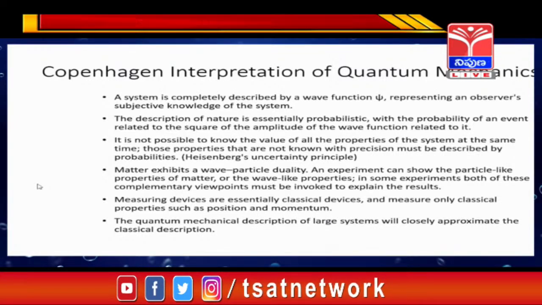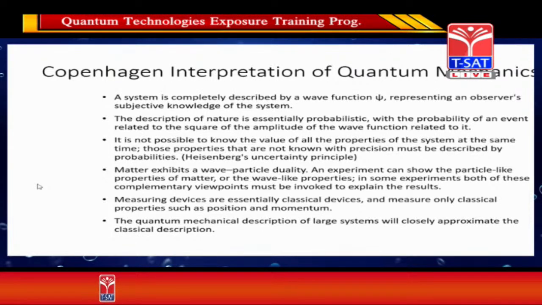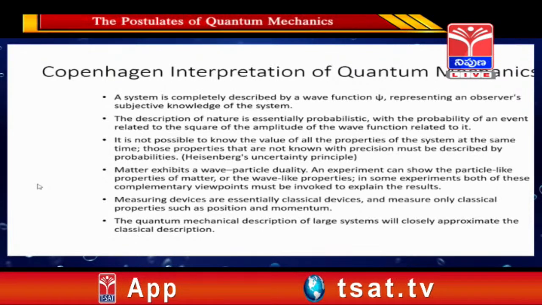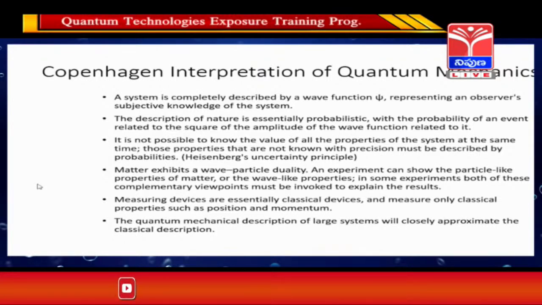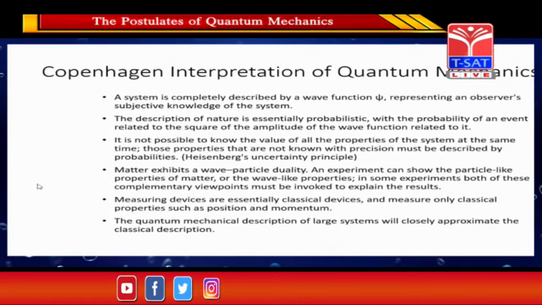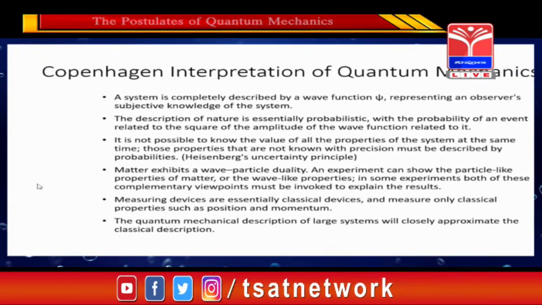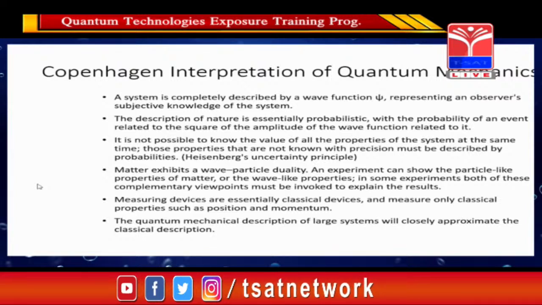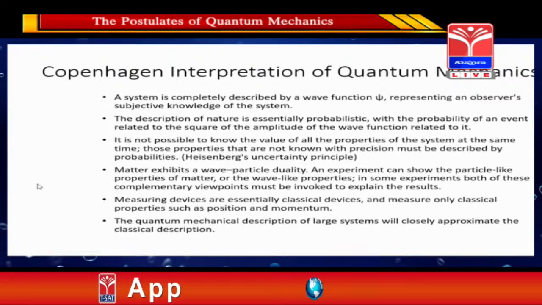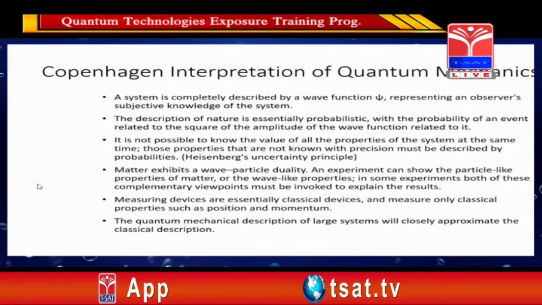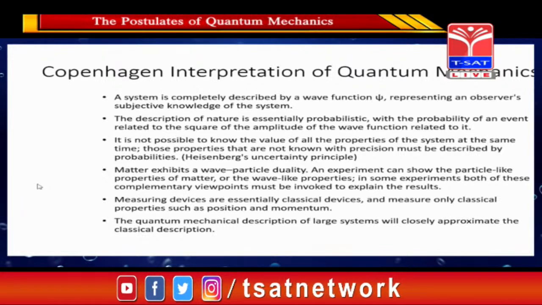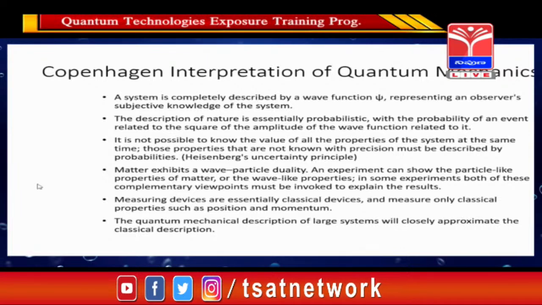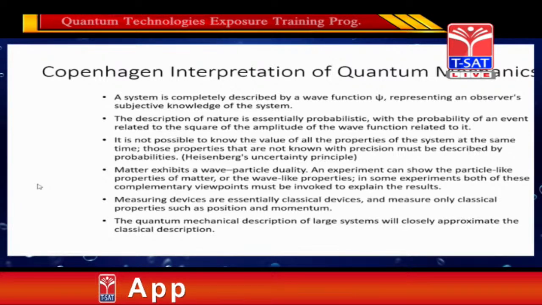So in our notation, we have understood the norm of it, that is the inner product of a Ket vector with itself. That gives us the probability. It is not possible to know the value of all properties of the system at the same time, which is Heisenberg's uncertainty principle. That is, if we know position with certainty, then we cannot know momentum at all. But at the expense of some accuracy, both can be measured simultaneously, though not accurately.